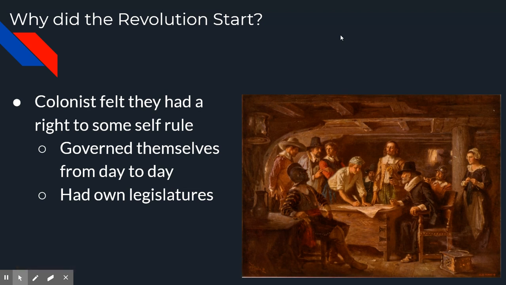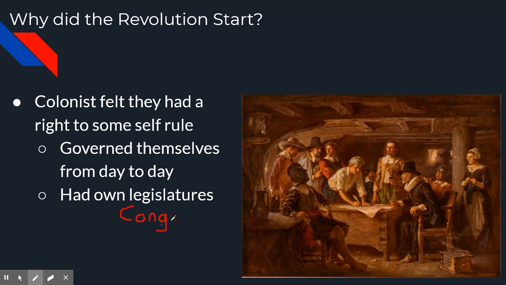So another major reason the revolution starts is the colonists felt they had a right to kind of rule themselves a little bit, this idea of self-rule. So the colonists had governed themselves from day to day because remember, Britain is thousands of miles away. There's not a lot of contact between the two. So they had their own legislatures, and all a legislature is a Congress. All it does is it makes laws for a place. So they had their own Congresses.